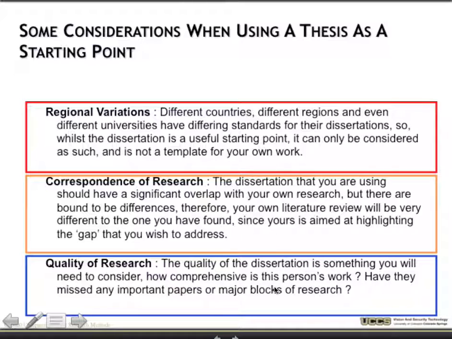Finally, be careful about the quality of the research. Is that at a place that's really good? Is the person somebody who's good? Have they missed any important papers or blocks of research? And if you start finding those kinds of problems, be a little more careful about anything else you're going to use from their research.